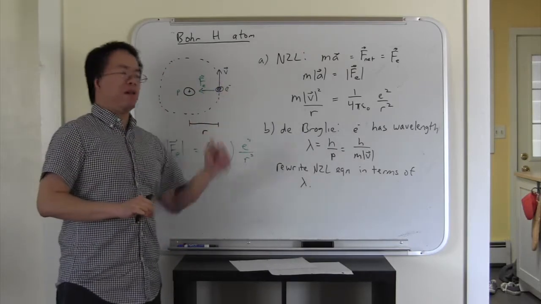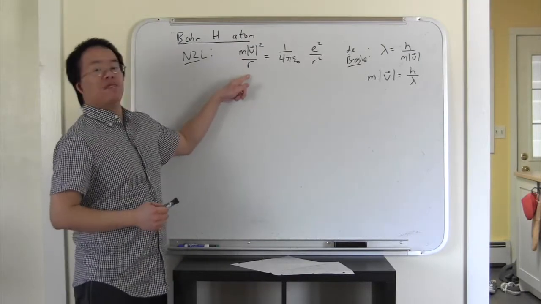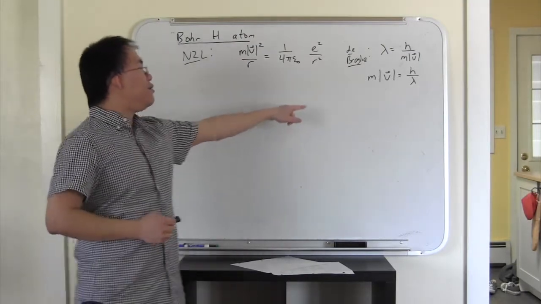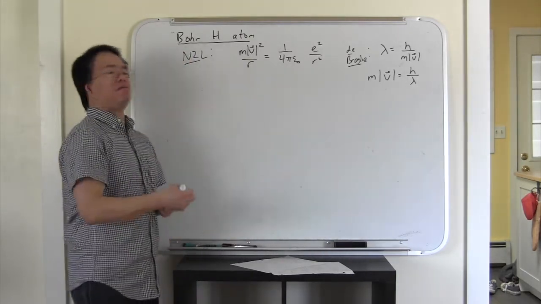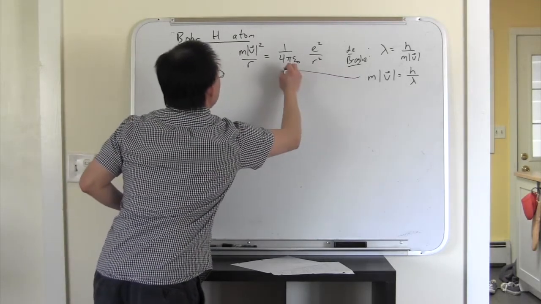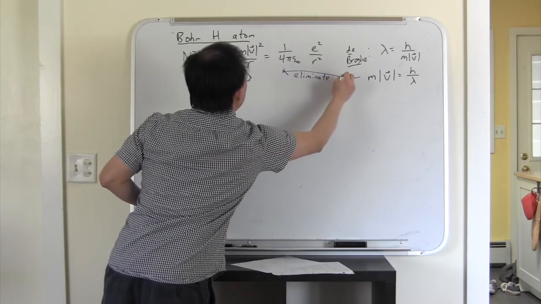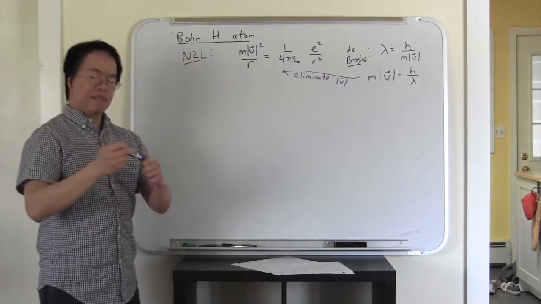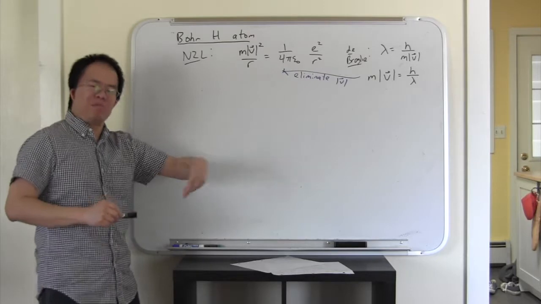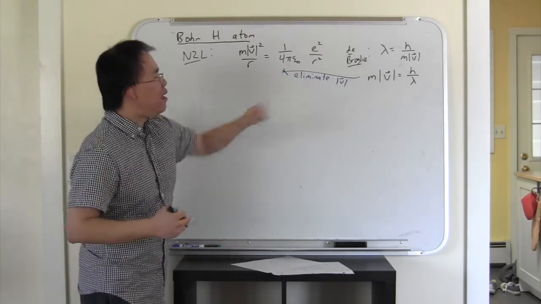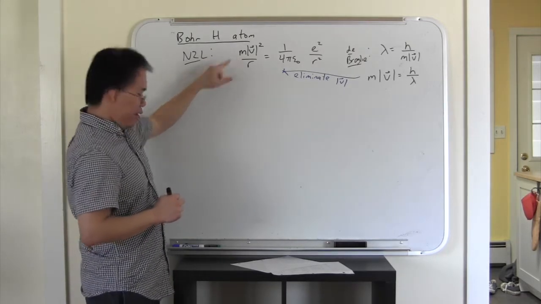I'll erase the board and then we'll roll back over and continue. Okay, so here again is what Newton's second law tells us, and here's what de Broglie tells us. And the goal is to use this to eliminate v. We can do that in the following way. Since we have a nice expression for the magnitude of momentum mv from de Broglie, I'm going to start by trying to rewrite this in terms of the momentum.